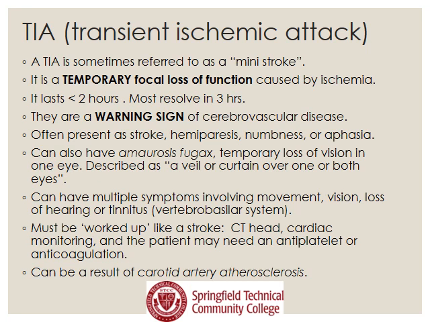They present often the same way as a stroke, with weakness on one side, hemiparesis, numbness, or aphasia, difficulty speaking. Patients can also have amaurosis fugax. Please remember this term, you will need to know it. Amaurosis fugax is a temporary loss of vision in one eye. It has been described as a veil or a curtain being pulled over one or both eyes. Patients can have multiple symptoms, which can involve movement, vision, loss of hearing, or tinnitus if it is an area in the back of the head, the vertebrobasilar system, that's affected.